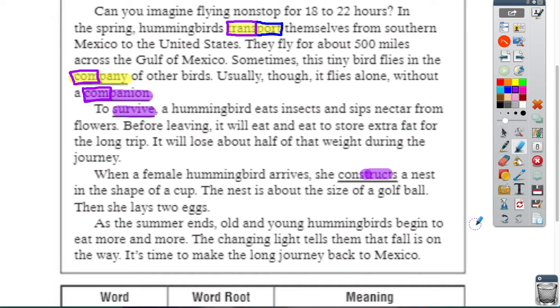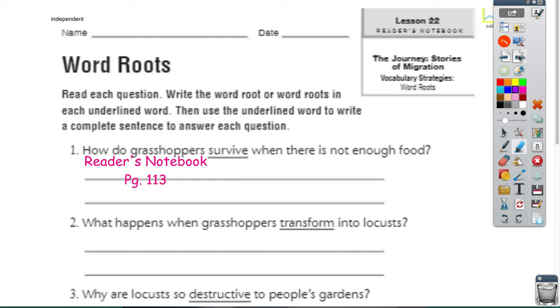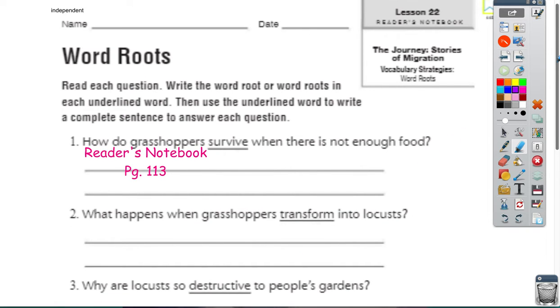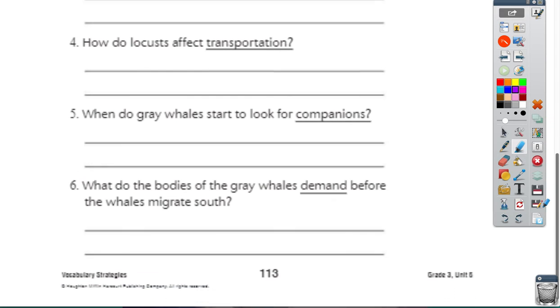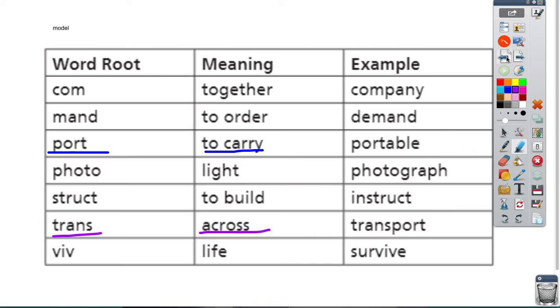Great job identifying those word roots, guys. You'll continue to identify word roots on the next page in your resource learning packet. Don't forget to go back to the chart in your resource learning packet. This is really going to help you guys out.